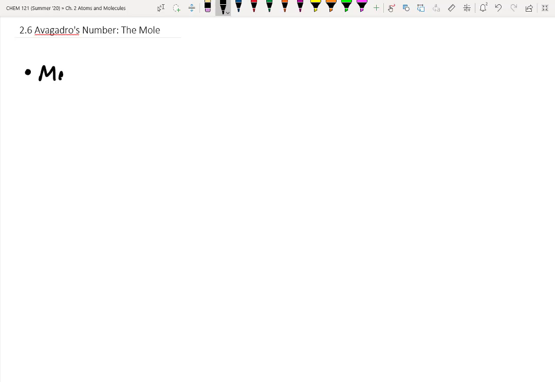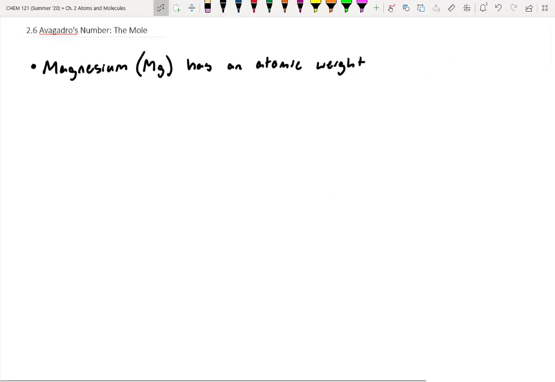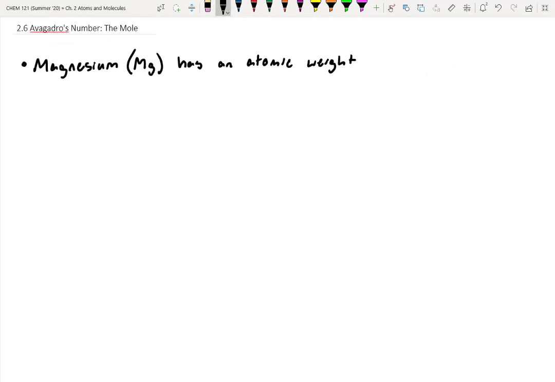So let's take magnesium. If you look at the periodic table, the symbol for magnesium is capital M, lowercase g, and it has an atomic weight. Again, you can find this on the periodic table. It's going to be the average of all the natural isotopes, with an average atomic weight of 24.31 atomic mass units, which has that little u symbol.